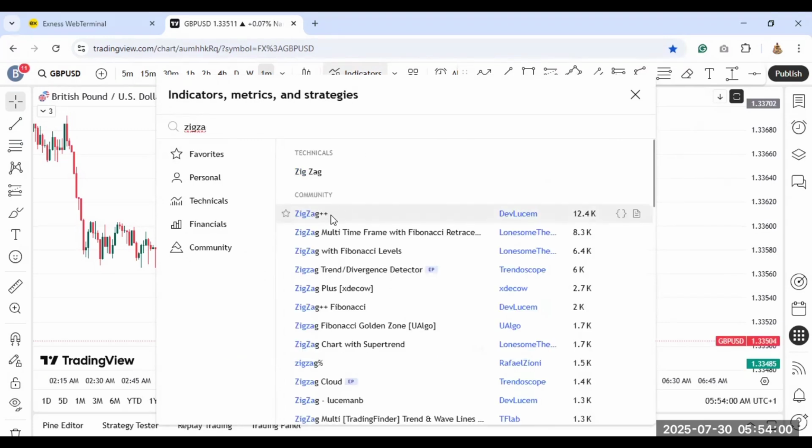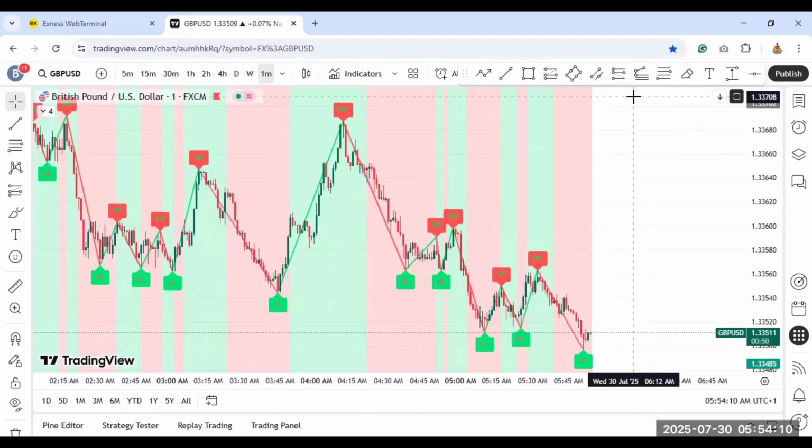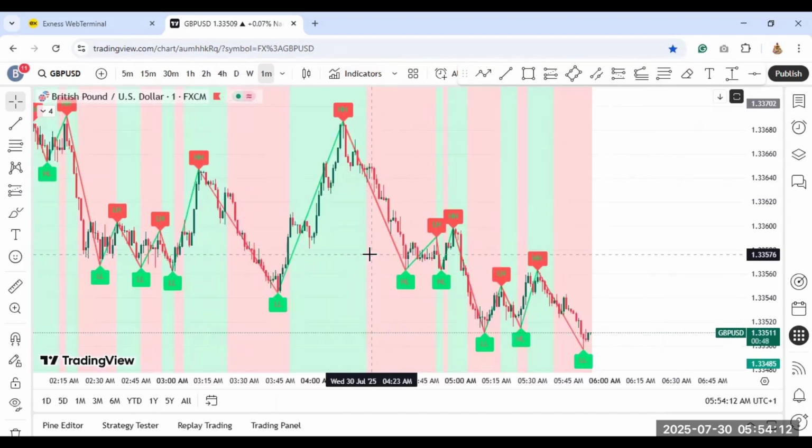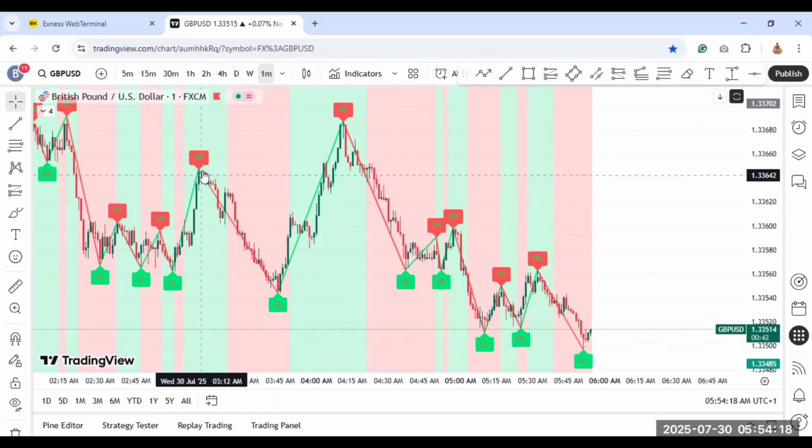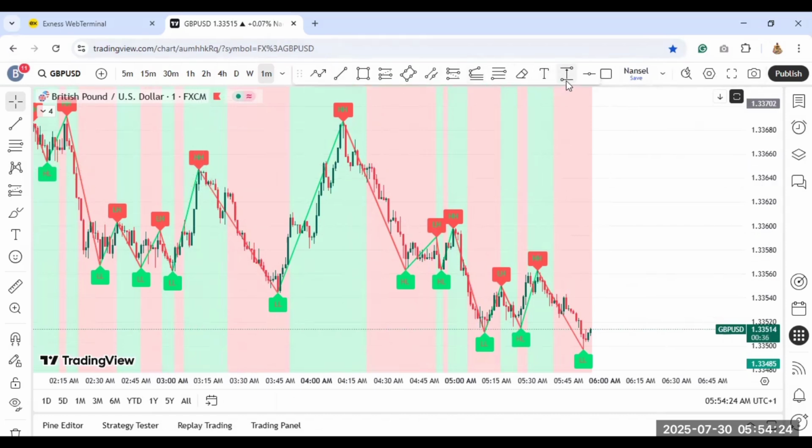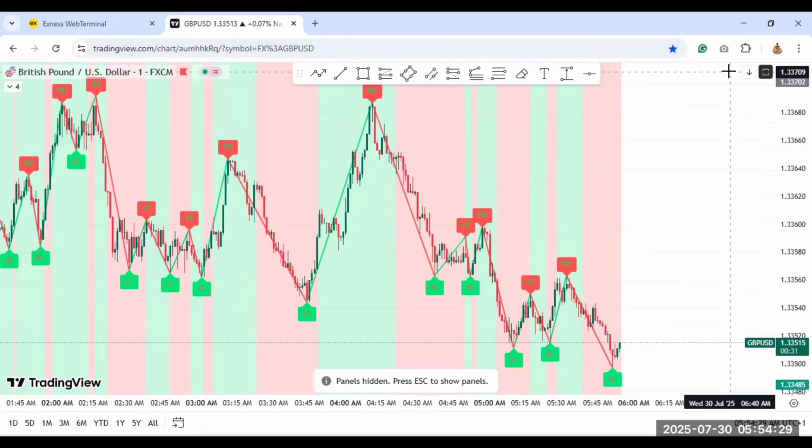Now I am going to click the ZigZag plus plus because it gives you the signal as well, higher highs, higher lows. So I will click on it, and this is how it will appear on your chart. Now, to better understand the use of this, it is trying to point out price reversal points. So it will show you where price is going to reverse. That is the use of this indicator.